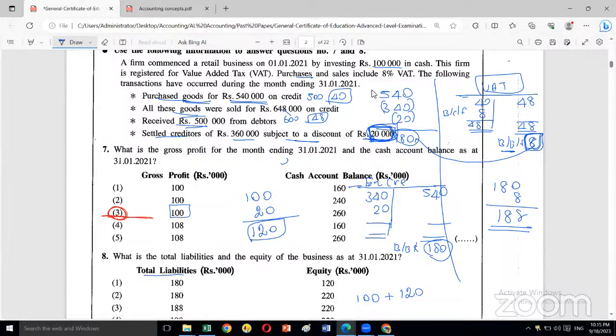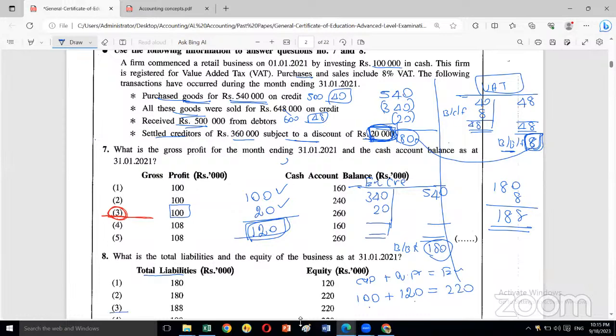Okay. So here, how much is the net profit? 100,000 is the gross profit. Other income 20. Net profit is how much? 120. So capital plus net profit equals your equity. So equity is how much, Puta? 220.